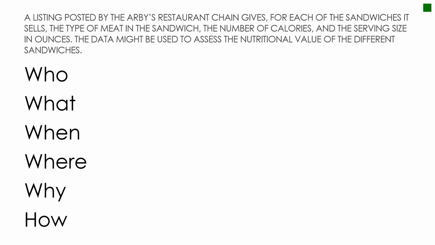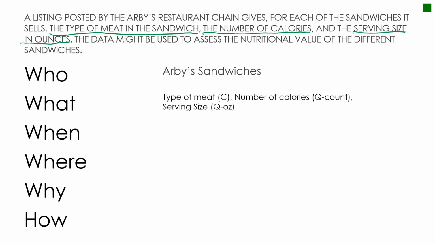So let's take a look. Our who should be the Arbys sandwiches. Again, that is what we're studying, the actual sandwiches themselves. What are we studying? The type of meat in the sandwich, which would be categorical, the number of calories, quantitative count, and the serving size, quantitative ounces.